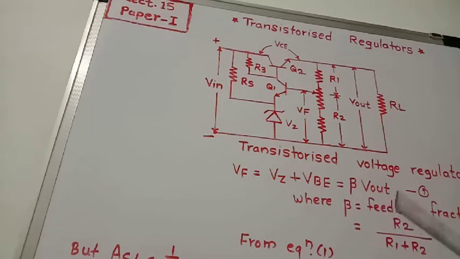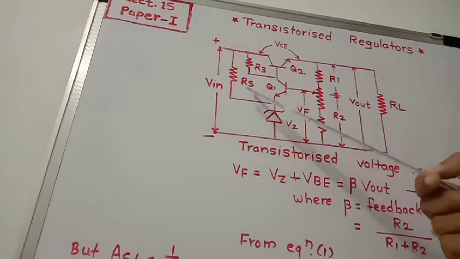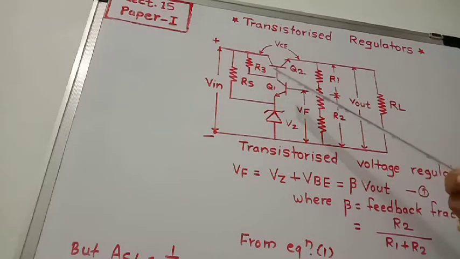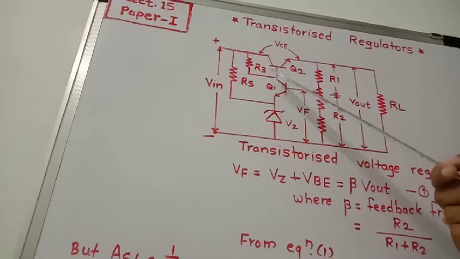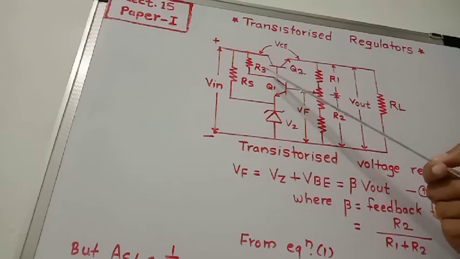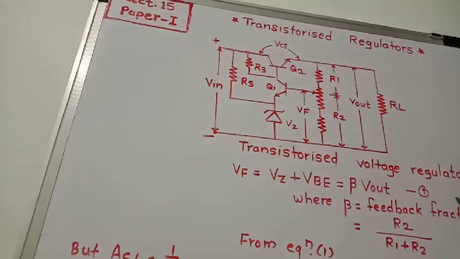Now in cutoff state, the transistor acts as an open switch, that is, it does not allow current to pass through it. It acts as an open switch, and the collector to emitter voltage VCE is nearly equal to VCC when the transistor is in cutoff state.